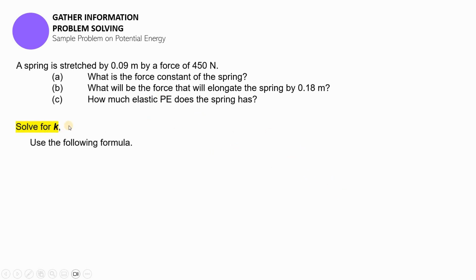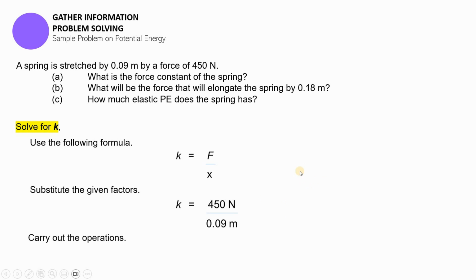To get the force constant, you just have to recall the formula that I gave you in the discussion, and it is K equals F divided by X. Given F, and given X sub 1, actually we're going to use X sub 1, 0.09 meters. First, substitute the givens. Can you do it? Does it look like this? If it does, then you're doing great work. Now you carry out the operations. What are you going to get? You're going to get 5,000 Newton over meter. Please don't get confused with our units, okay?